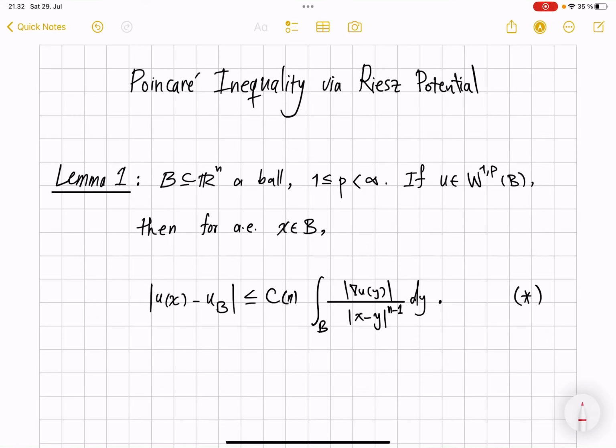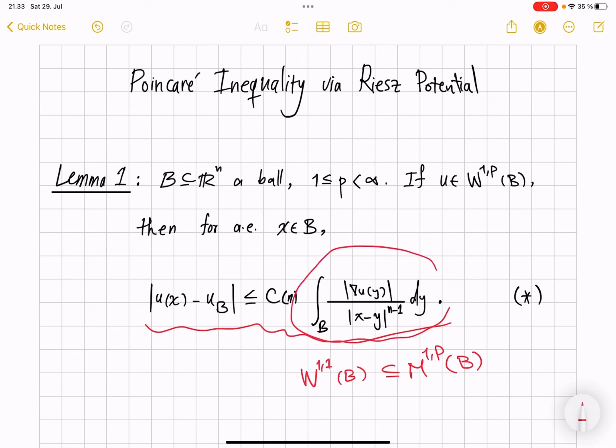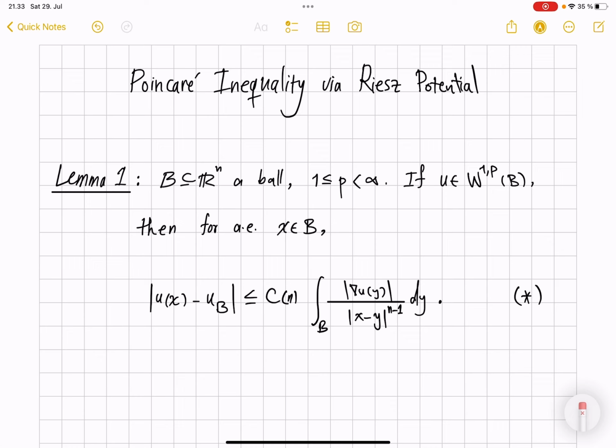In previous videos, we showed how such an inequality leads to the proof that W^{1,1} functions on balls are contained in the Hölder class. In other words, using the right-hand side and the fact that it is bounded by the maximal function of the gradient, we produce the Hölder gradient for classical Sobolev functions. In this video, we see a different consequence of this type of pointwise inequality.